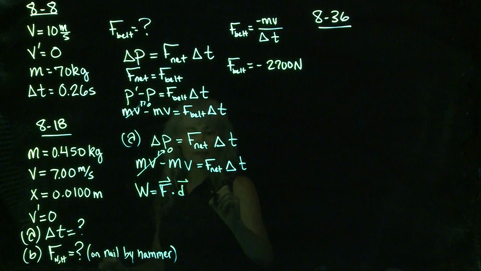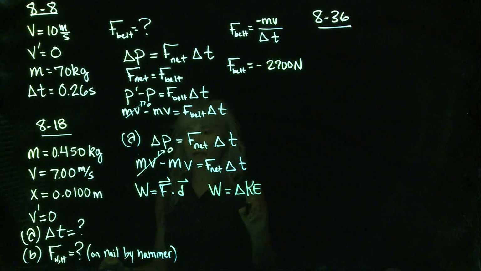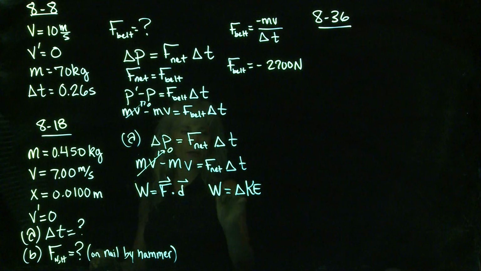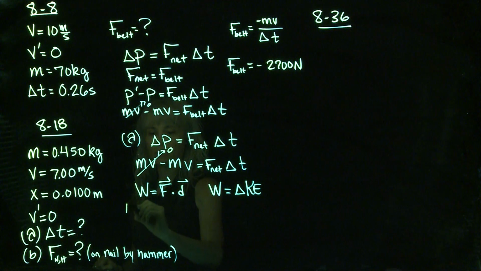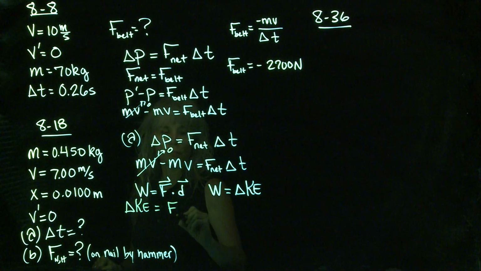And from the work-energy theorem, we know that work is also equal to the change in the kinetic energy of the hammer. So I can say that the work done on the hammer is equal to the force exerted on the hammer dotted into the displacement of the hammer. And I can also write that the total work done on the hammer is equal to the change in kinetic energy of the hammer. The only entity doing work is the nail. So I'm going to take these two and equate them. The change in the kinetic energy is equal to the force being exerted dotted into the displacement.